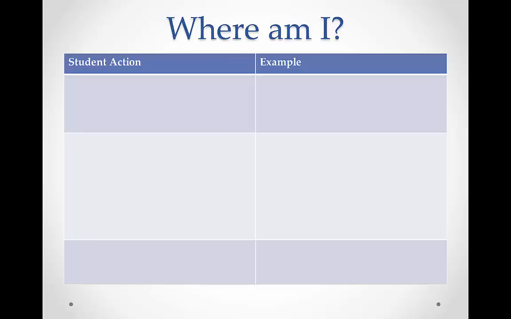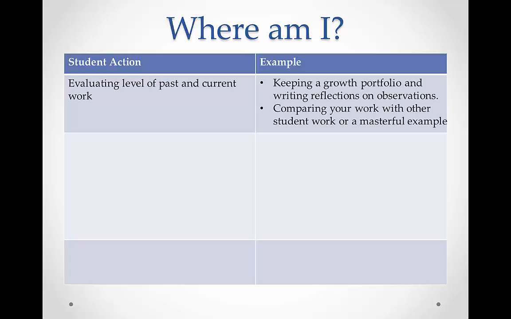So, where am I? The first question in a student's learning journey. This important question helps students access background knowledge and prepares them to set goals for their own learning. To help students answer this question, teachers can guide students in evaluating their past and present work. This was discussed in episode 5 in relation to learning targets. 2 examples of students evaluating their present and past work include keeping a growth portfolio and writing reflections on observations, and comparing their own work with other student work or a masterful example.